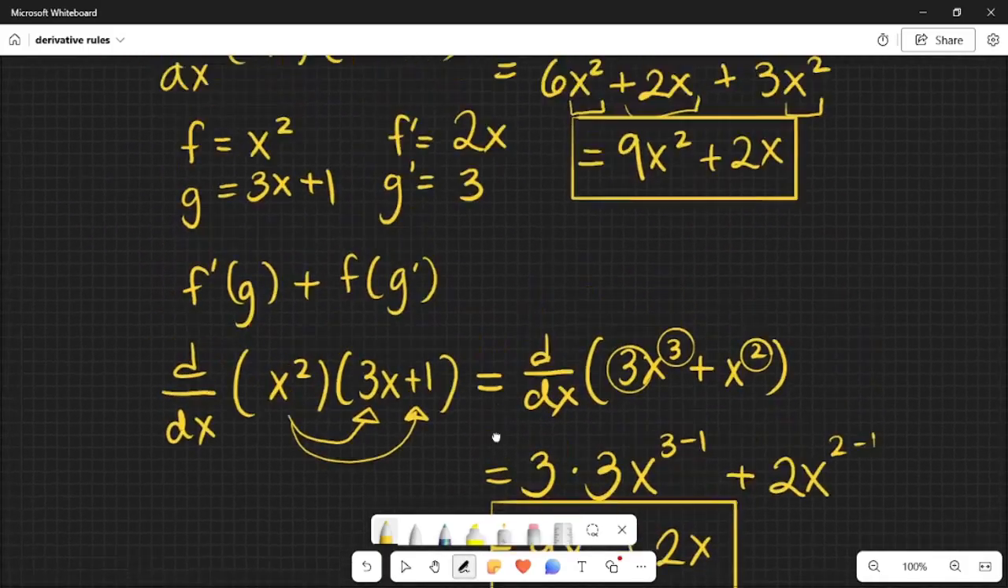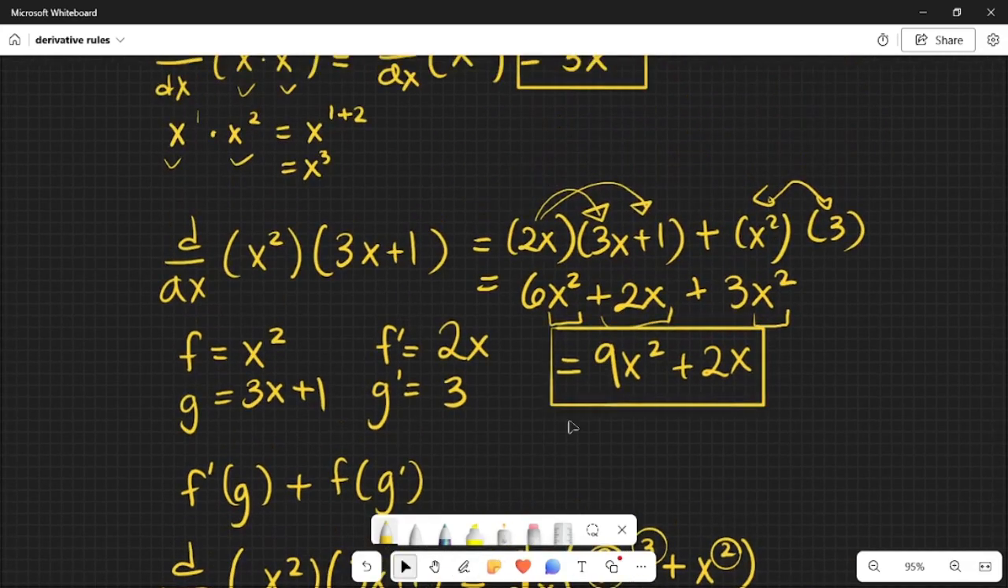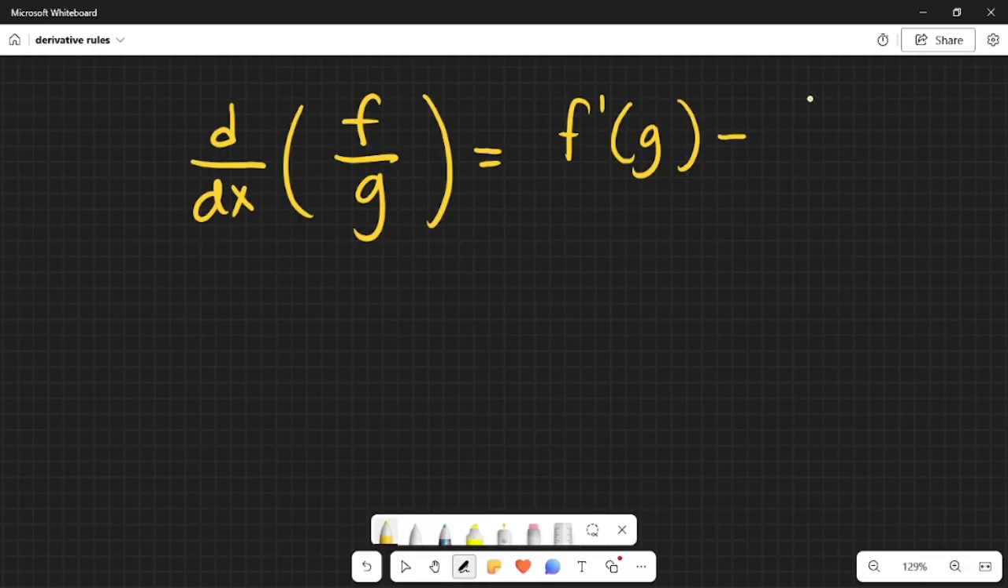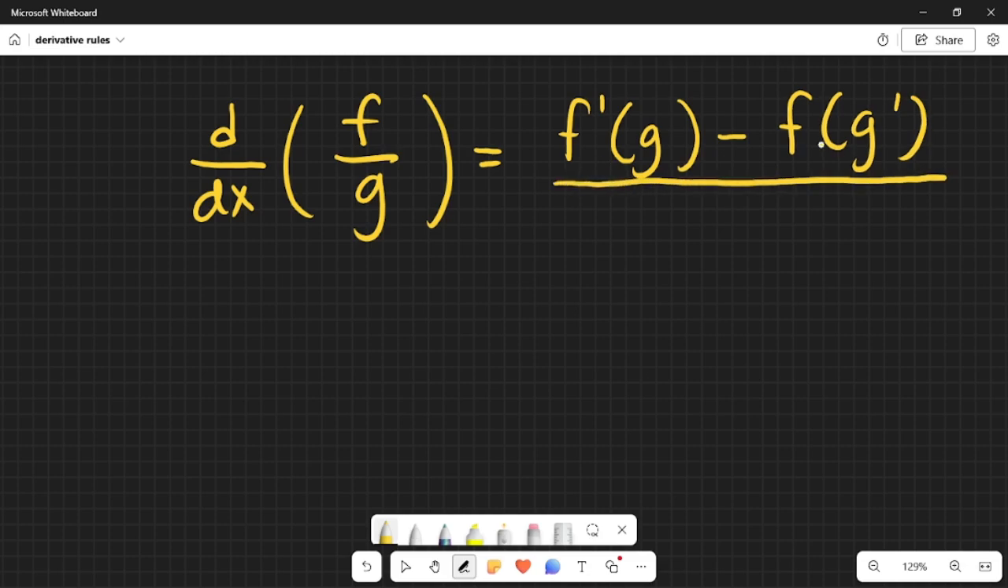It gives us the same answer as what we had here using the product rule. For our quotient rule, it's similar but different to the product rule. It states that if you have a function f and a function g, then it would be the derivative of f multiplied by g, minus f multiplied by the derivative of g, over g squared. f and g are both functions, okay?